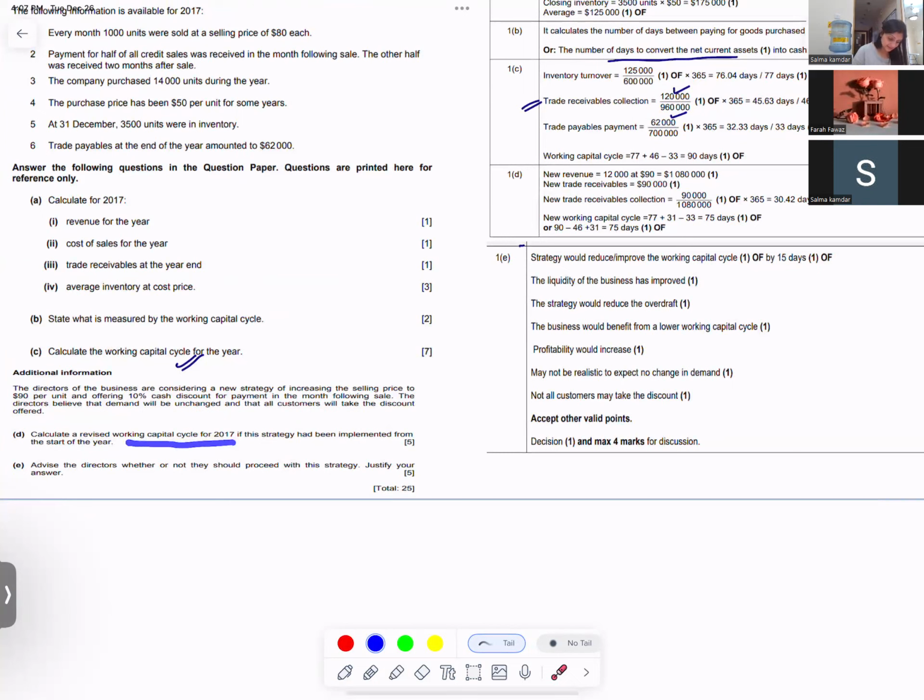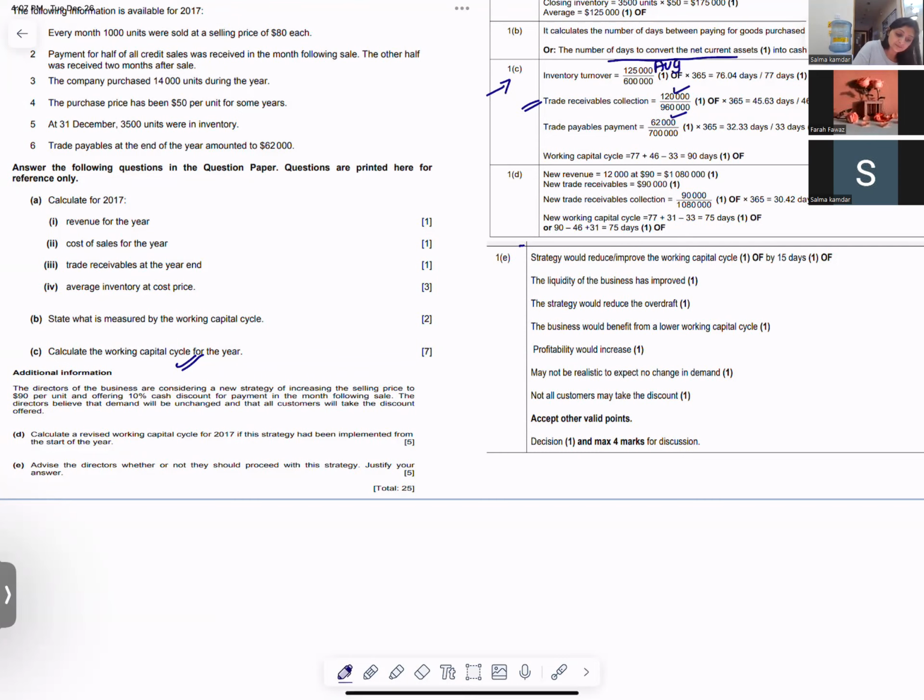Calculate a revised working capital cycle for 2017 if this strategy had been implemented from the start of the year. Okay, how do you calculate that? Will there be any change in the inventory turnover ratio? First tell me that. No, there won't be. Why? What is the formula for inventory turnover ratio?